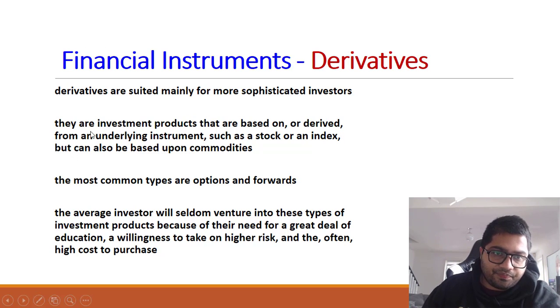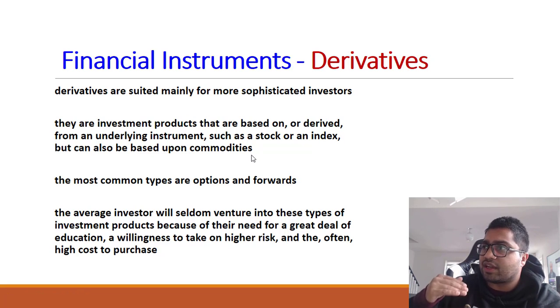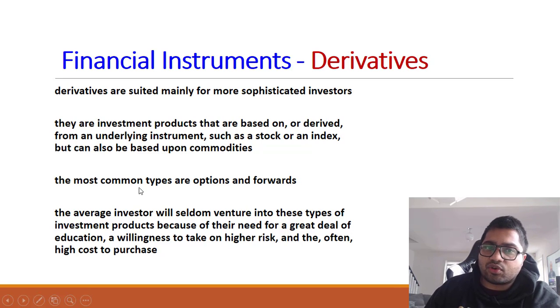They are investment products that are based on or derived from an underlying instrument such as a stock or an index, but can also be based on commodities. So with derivatives, you can buy options on stocks, on indices like the TSX 60 or S&P 500, or on different commodities like gold and silver. The most common types are options and forwards. The average investor will seldom venture into these types of investment products because they need a great deal of education, a willingness to take higher risk, and often a high cost to purchase.